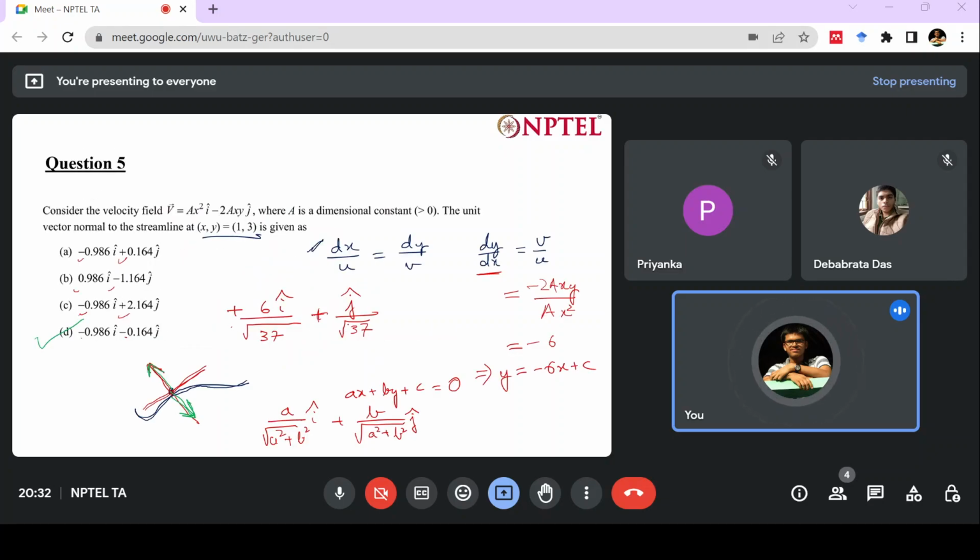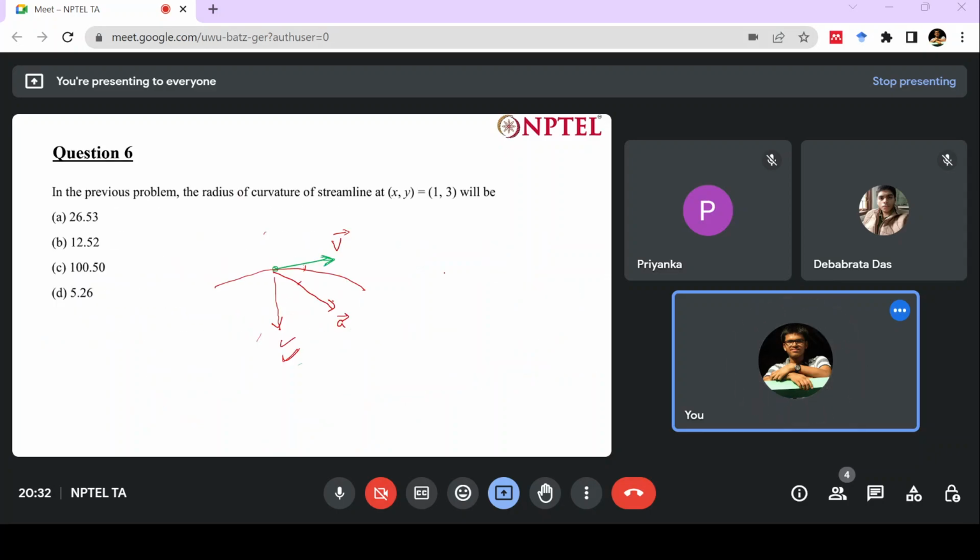So let me write down the velocity field. What will be the acceleration? Acceleration is basically v dot grad v, right? Okay. Find this out, how much this will be.